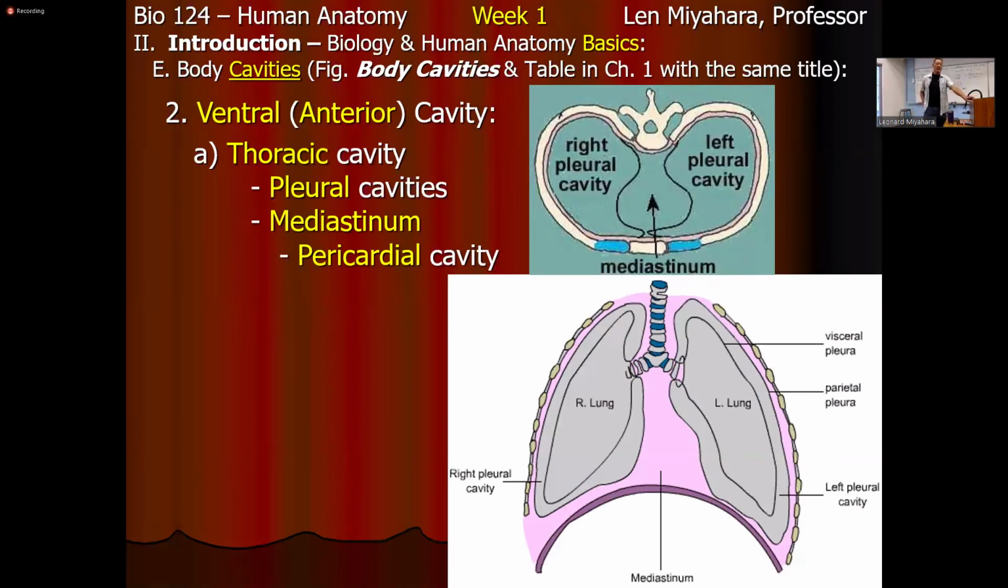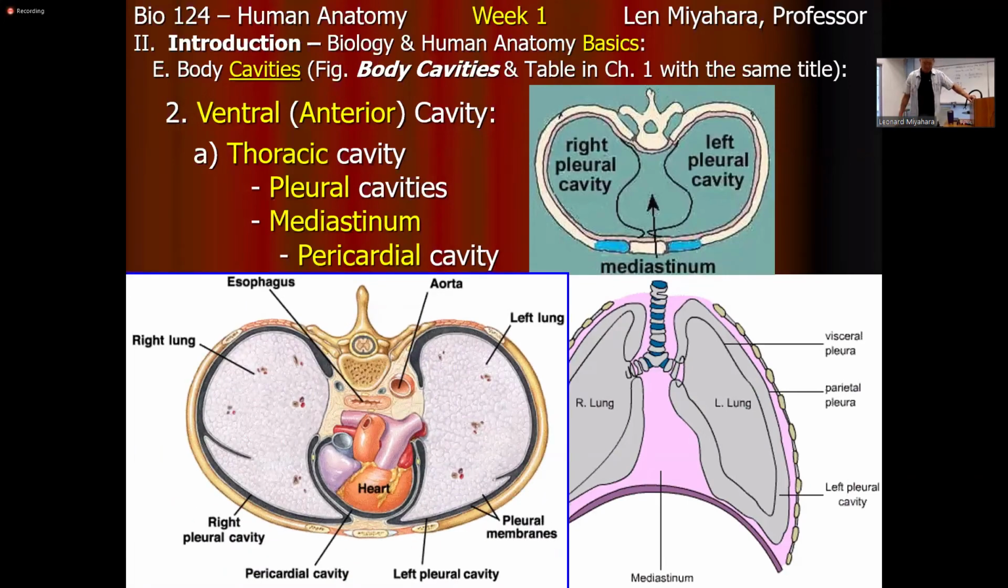And what plane is this picture from? Coronal. This is a coronal plane. Yeah, coronal plane. So you can see the mediastinum there separating the two pleural cavities. This is also a transverse plane, but a little bit more inferior. You can see how the mediastinum is a solid column of structures that separate the two pleural cavities. But at the very inferior of the mediastinum is the heart in the pericardial cavity.